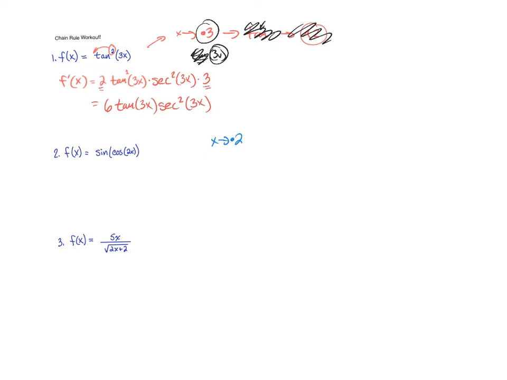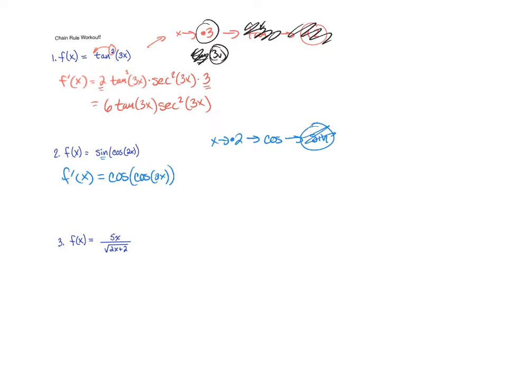So our next function here in number 2 is: x comes in, and it first gets doubled, multiplied by 2. Then it gets the cosine applied to it, and then it gets sined. So it's another one that's 3 layers of functions. And so we start with this outermost function, the sine function, and the derivative of sine is cosine. So we've got the cosine, which is the derivative of sine, and we're not going to mess with the stuff that's inside. Just kind of goes along for the ride.